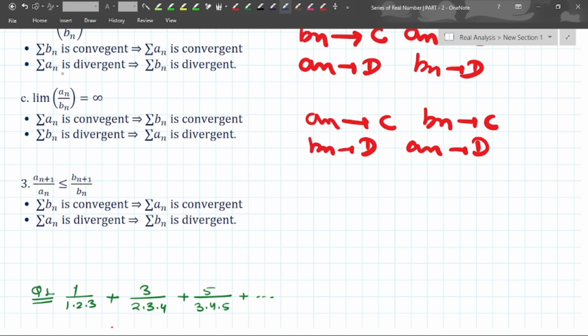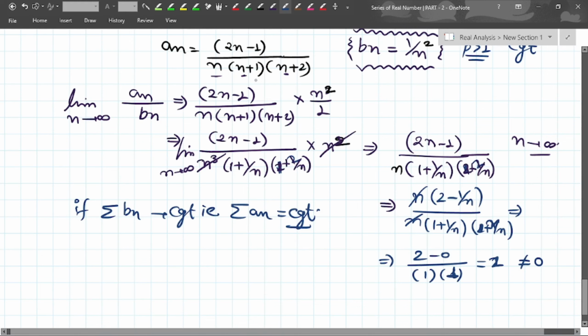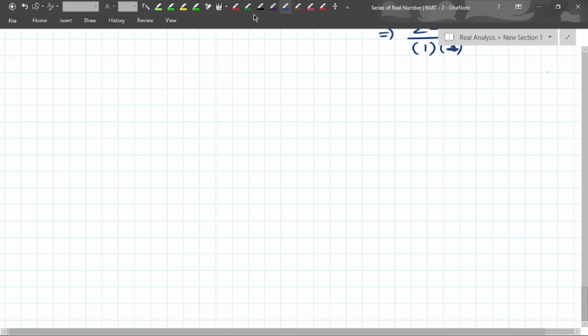See here, our bn is convergent because it was n cube. Maximum you can take like this: remove the constant and multiply. That's the simple criteria. One more question that I will explain to you.